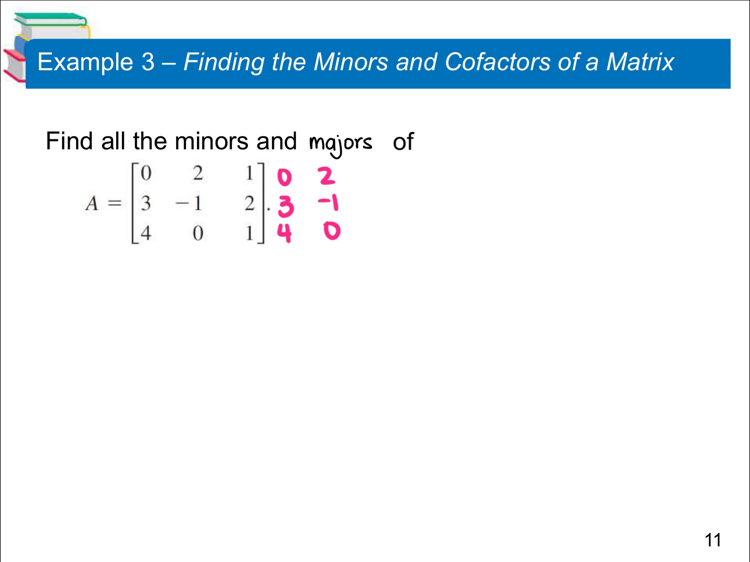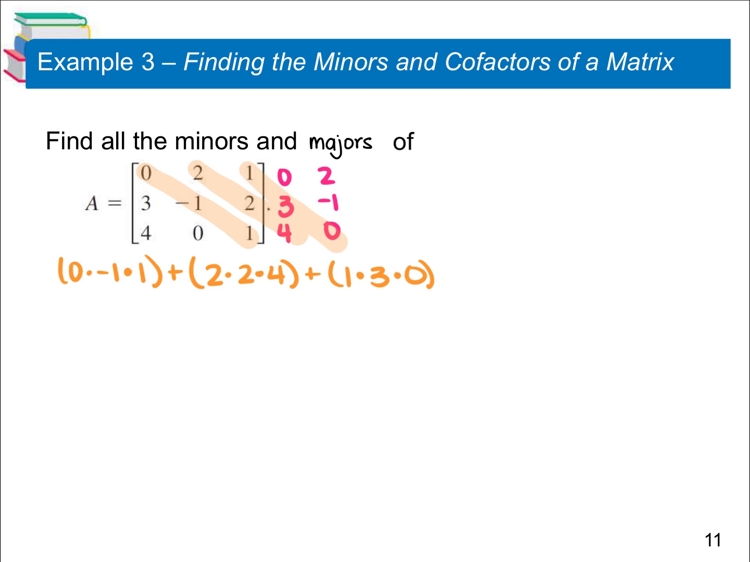Your majors are going to come from top to bottom. So that's the 0, -1, 1, the 2, 2, 4, and the 1, 3, 0. So that's what we just said. You would multiply 0 times -1 times 1, add it with the 2 times 2 times 4, and add it with the 1 times 3 times 0. So those are all 3 of your major diagonals multiplied together.